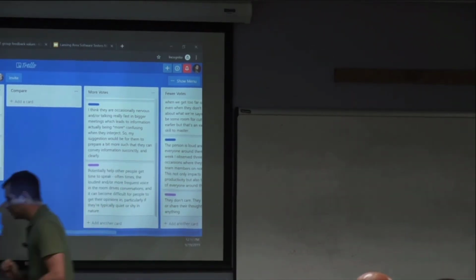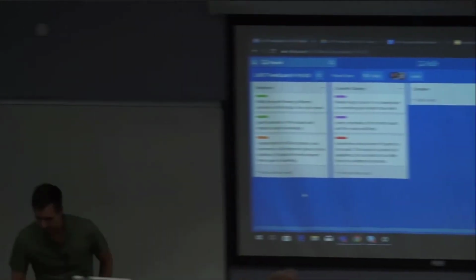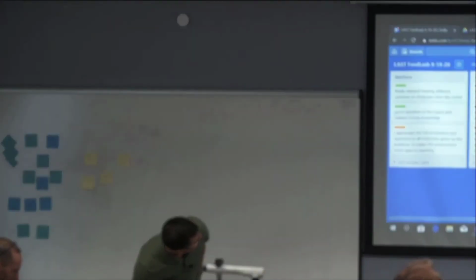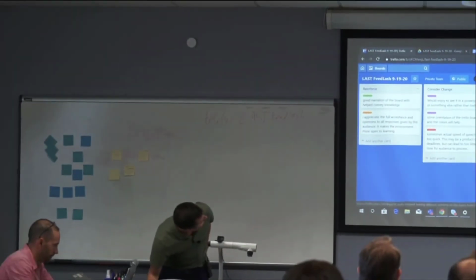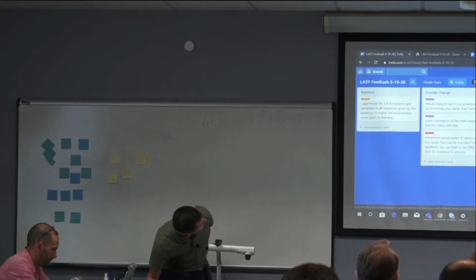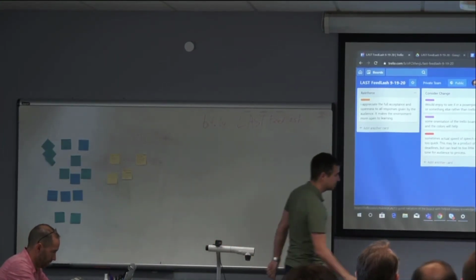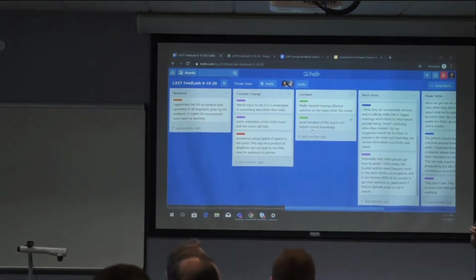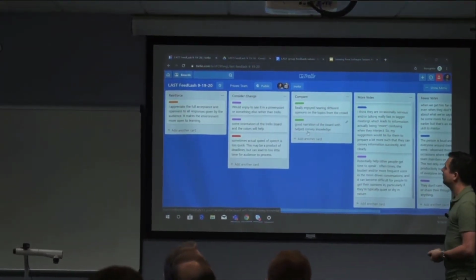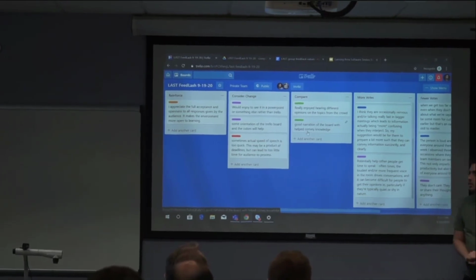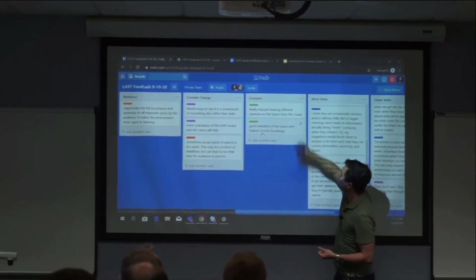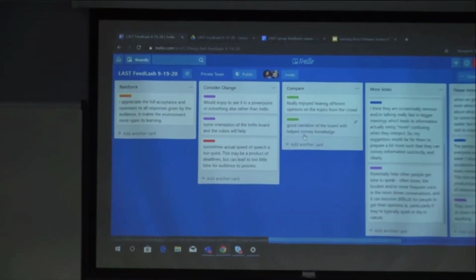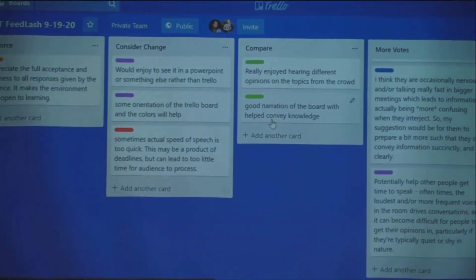So what we're going to do is take the feedback that you guys just gave to me, and we're going to represent what that would be like, right? So I'm just going to chug through the colors as Bill does a little bit of transcribing, and we'll run through a faster version. I'm not going to go through all 20 of y'all's feedbacks, but we'll do a little bit to get a taste of it, right? So the first one, really enjoyed hearing different opinions on the topics from the crowd.